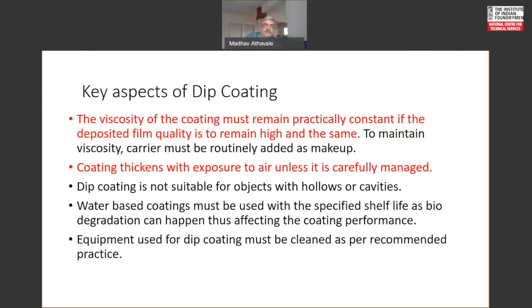Another housekeeping aspect is this, again, I'm sure the coating manufacturers will be recommending. There has to be a proper cleaning schedule for the equipment which is used for dip coating, in order to prevent any fermentation happening in the tank.